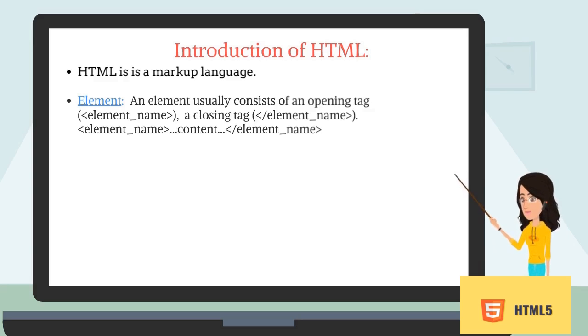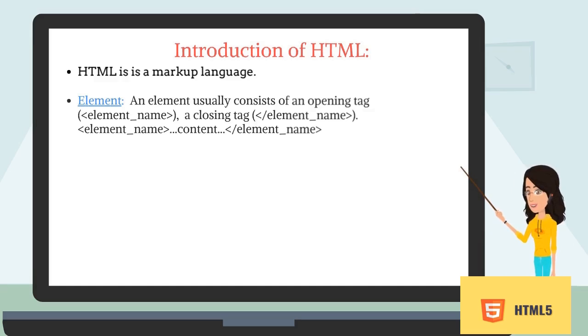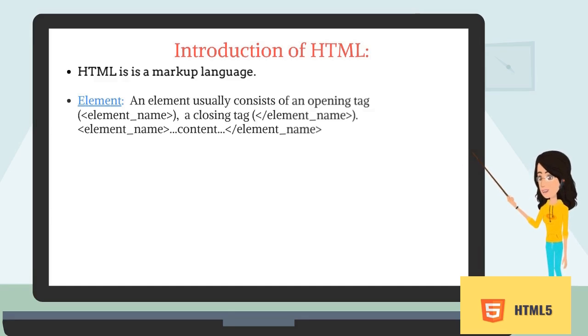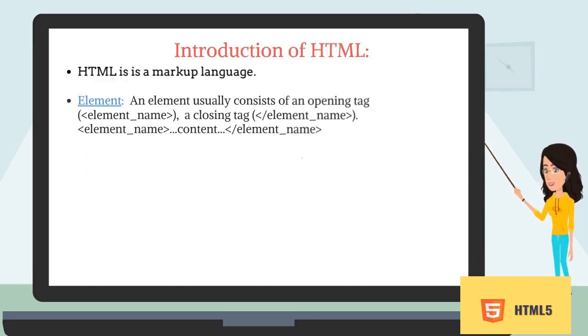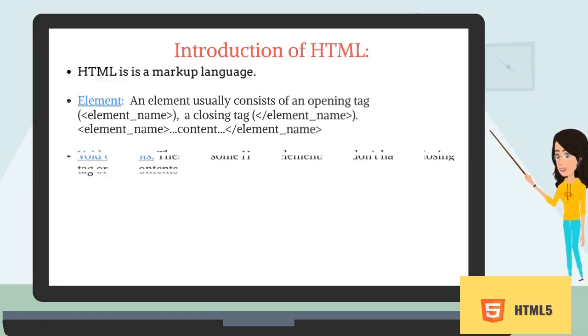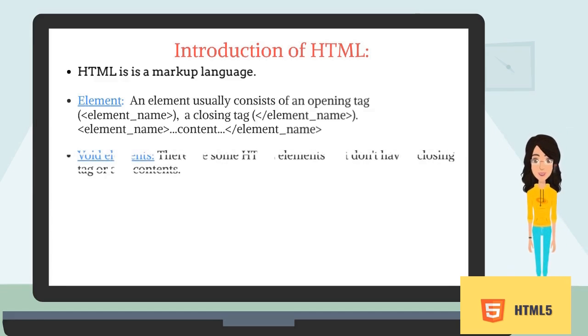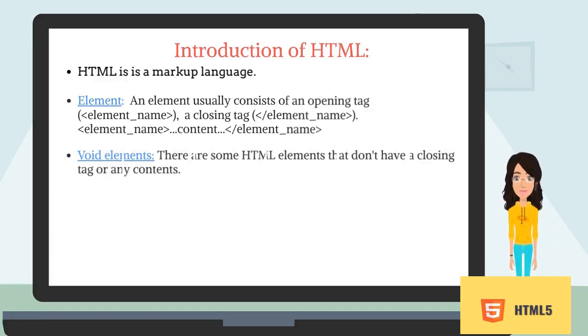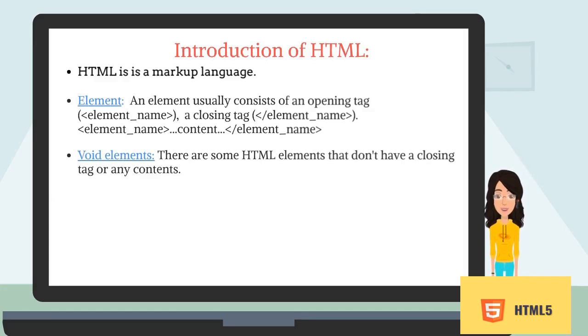Element name. There are some HTML elements that don't have closing tags or any contents. These are called void elements. Void elements include image, meta, link, and input. Names can be thought of as descriptive keywords for the content they contain, such as video, audio, table, and footer.